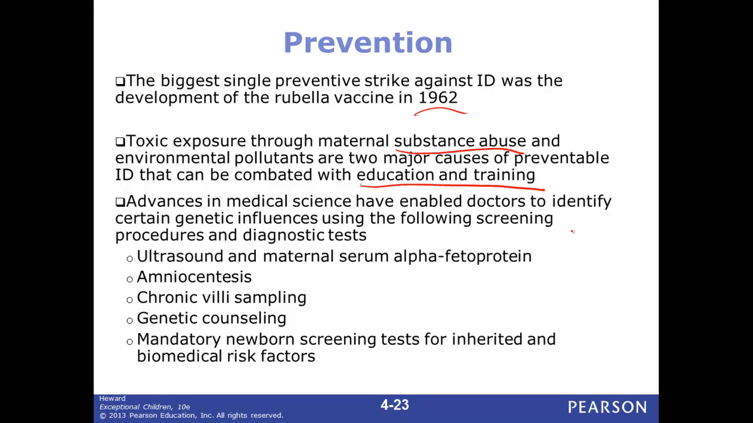This will be number 10. There is one thing about each of these different assessments. Doctors identify certain genetic influences and use the following screening and diagnosis. I know that amniocentesis is a screen for Down syndrome, and of course if you're over a certain age, that becomes a factor.